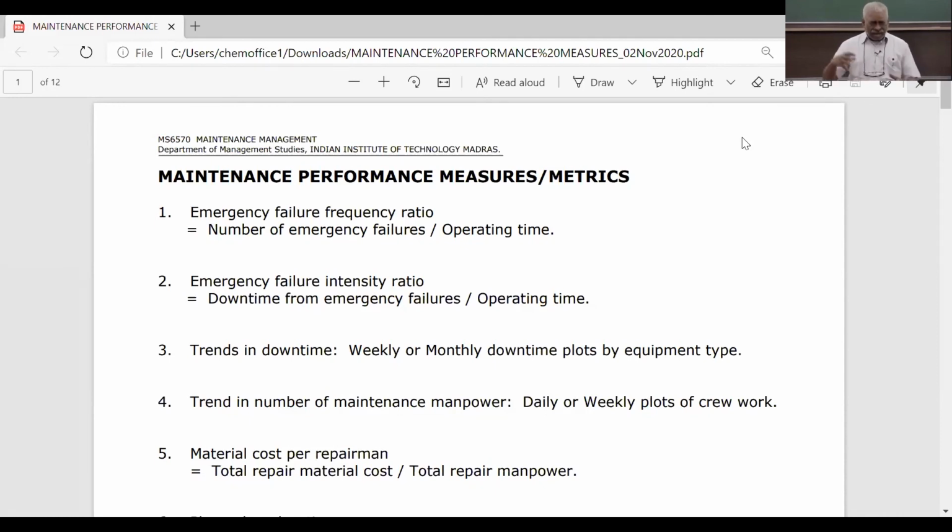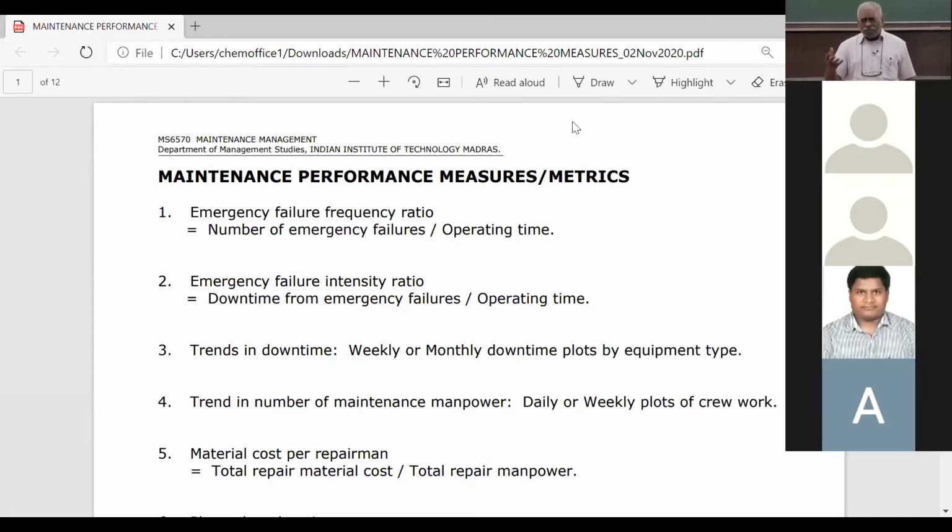And incidentally, there are external ambulance service providers also nowadays. So that's why these downtime plots will give you data by equipment type. This equipment type is very important, because that way you can track every vital or essential equipment as to what's happening on the downtime. And can anybody guess why these plots will be useful to you over a period of time?